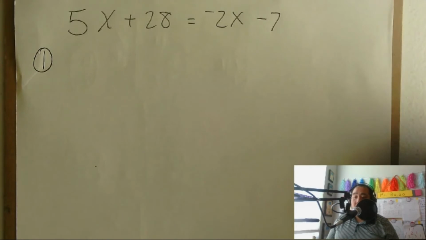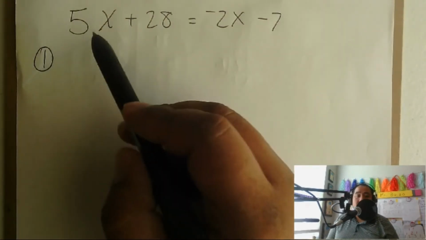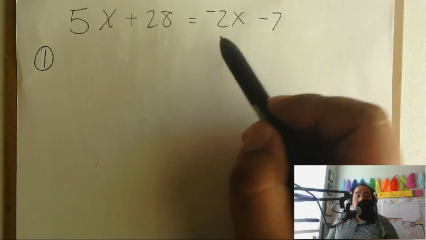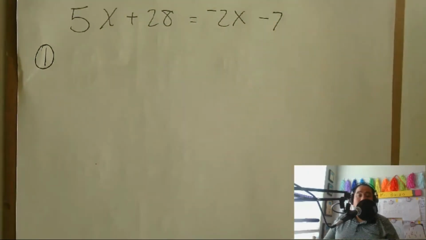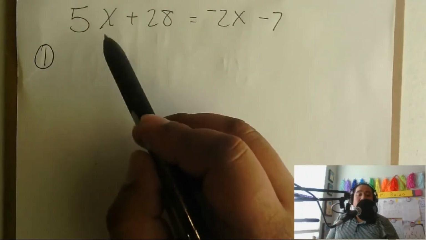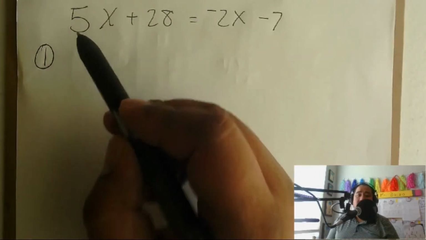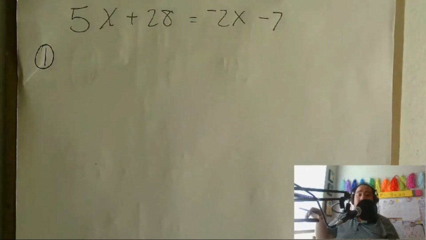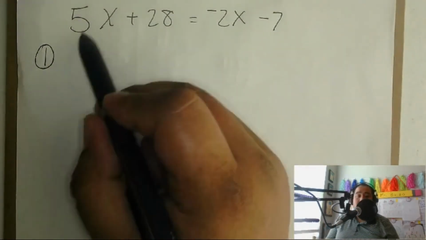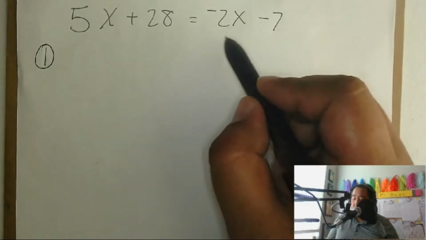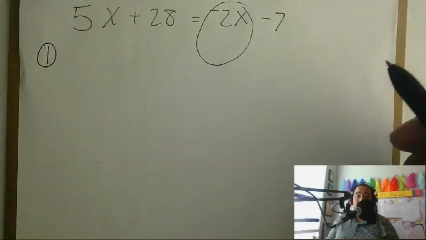keeping the variable with the greatest value and canceling out the smallest variable. We have 5x and we have negative 2x. Our value that we're going to keep is the one that has the greatest value. So in this case, 5x has a greater value than negative 2x. Because if I have $5 and I owe somebody $2, I have a greater value than if I am owing somebody money. We're going to keep our 5x and we're going to get rid of this negative 2x.